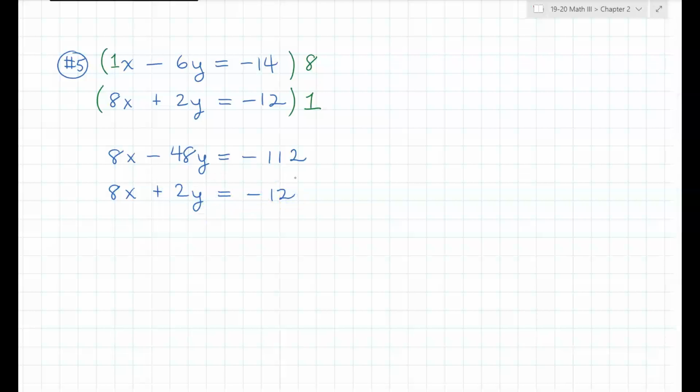Alright, now I have 2 brand new equations. But notice how the x's match now? 8x and 8x. So in order to cancel 8x and 8x, should I add or subtract? Let's subtract, right? So let's do minus. So 8x minus 8x, that's going to cancel. So I don't have to worry about that.